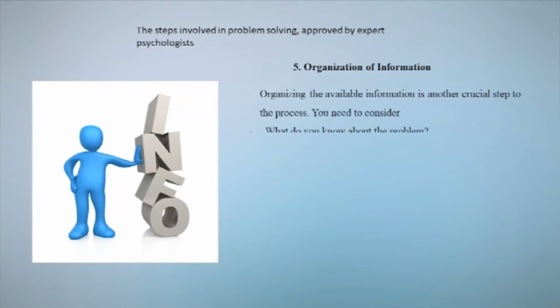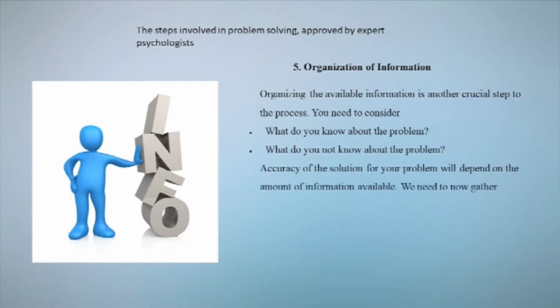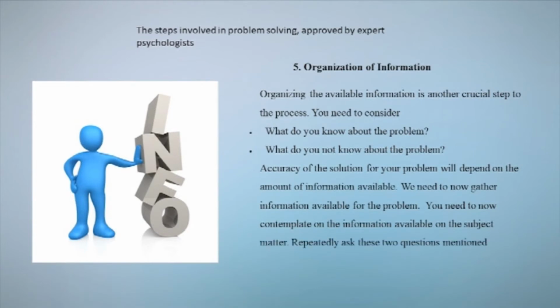You need to consider, what do you know about the problem? What do you not know about the problem? Accuracy of the solution for your problem will depend on the amount of information available. We need to now gather information available for the problem. You need to now contemplate the information available for the subject matter. Repeatedly ask these two questions to find out more about the problem. Proper organization of the information will force you to revise your strategy and refine it for the best result.